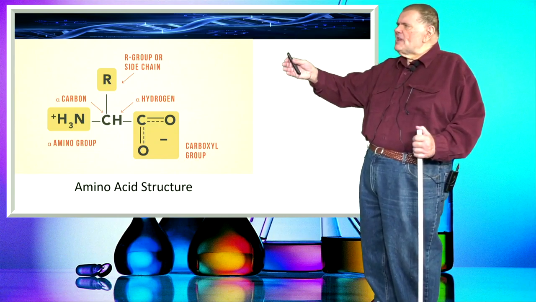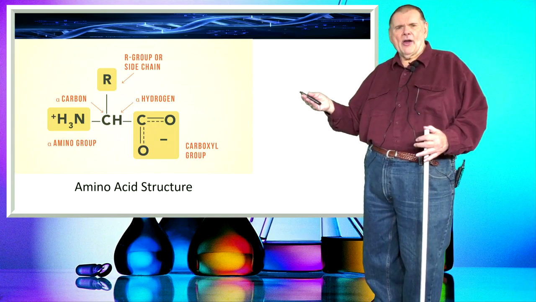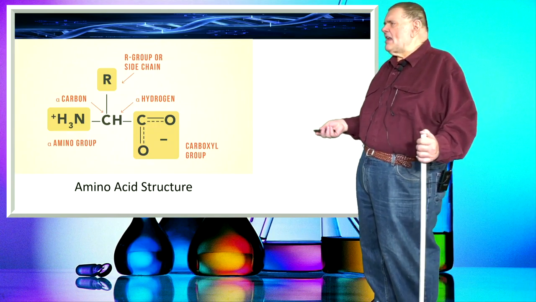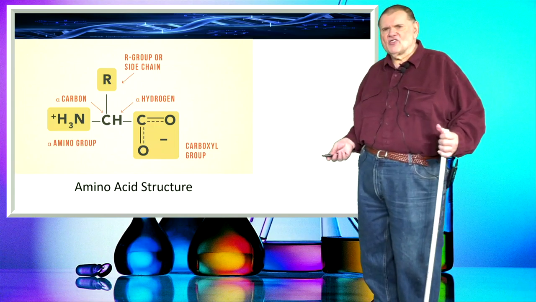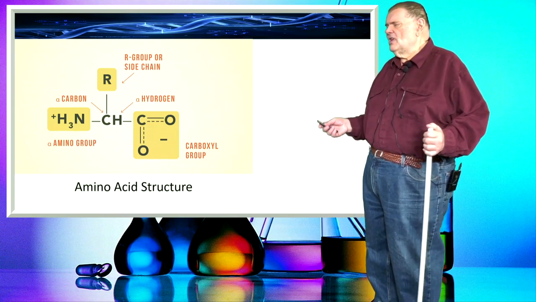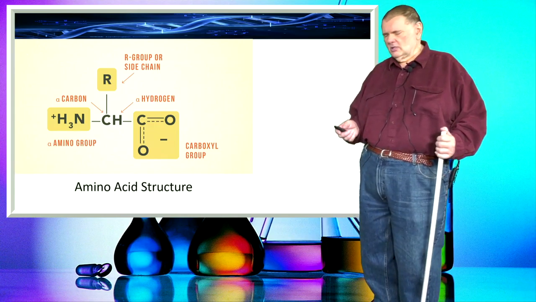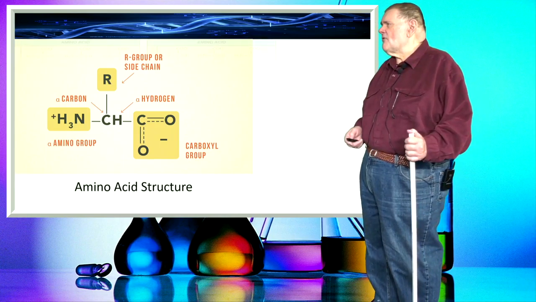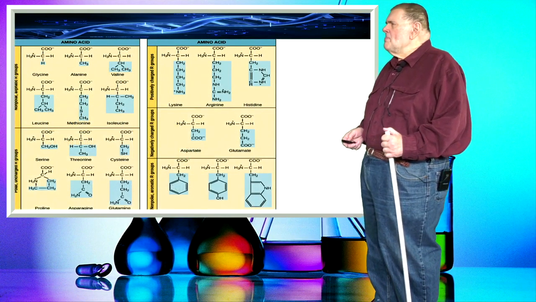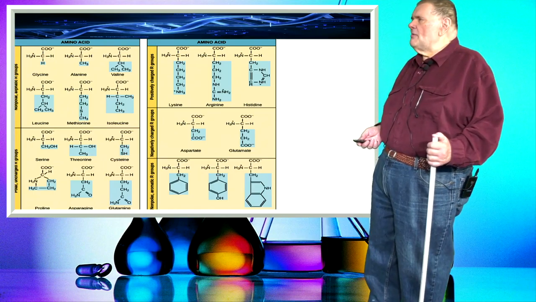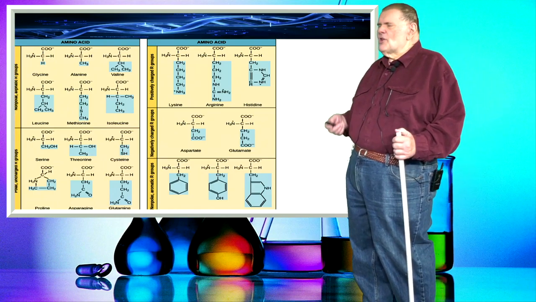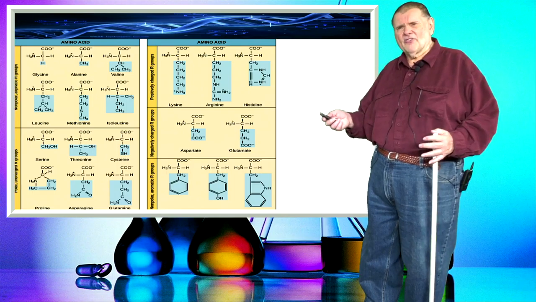And then each amino acid has an R attached to the carbon. Well, that R stands for side chains. It's just different side chains that can be on there to give different amino acids. And these are the structures of the amino acids that are commonly seen. There are some variations.